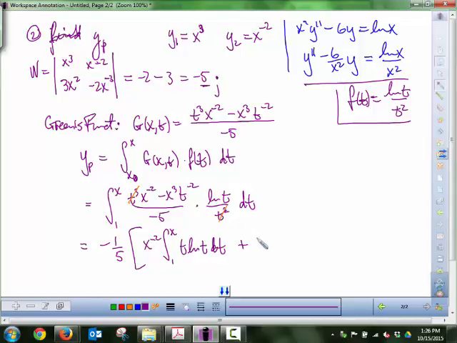The next integral has, now this is a negative, and then x cubed is constant with respect to the integral that you're integrating with respect to t, so we can take that out. And we're integrating from 1 to x. Now what do we have left? We have t to the negative 2 ln t over t squared. What is that?